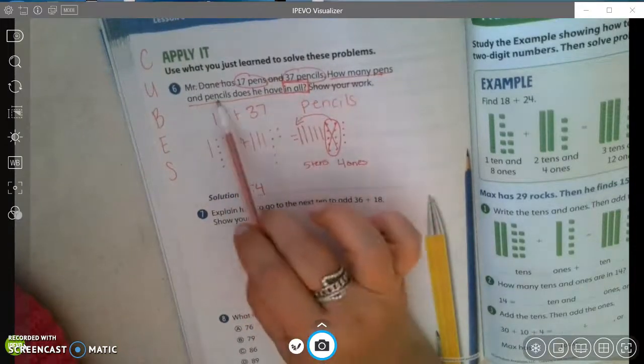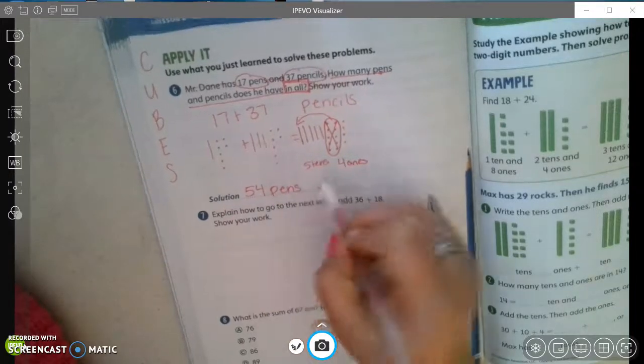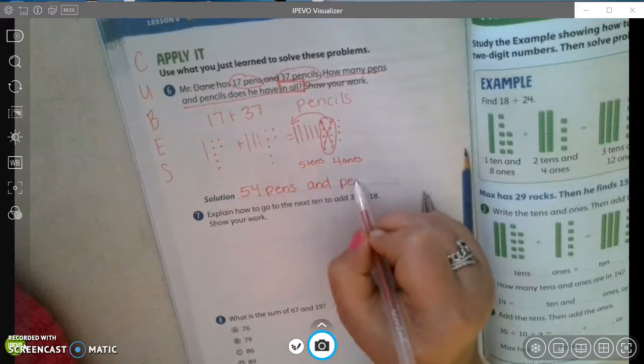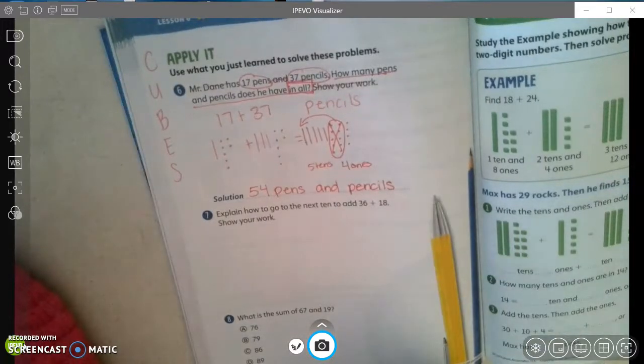I don't just have one, I have pens and pencils, so we have to write both. Pens and pencils. Okay.